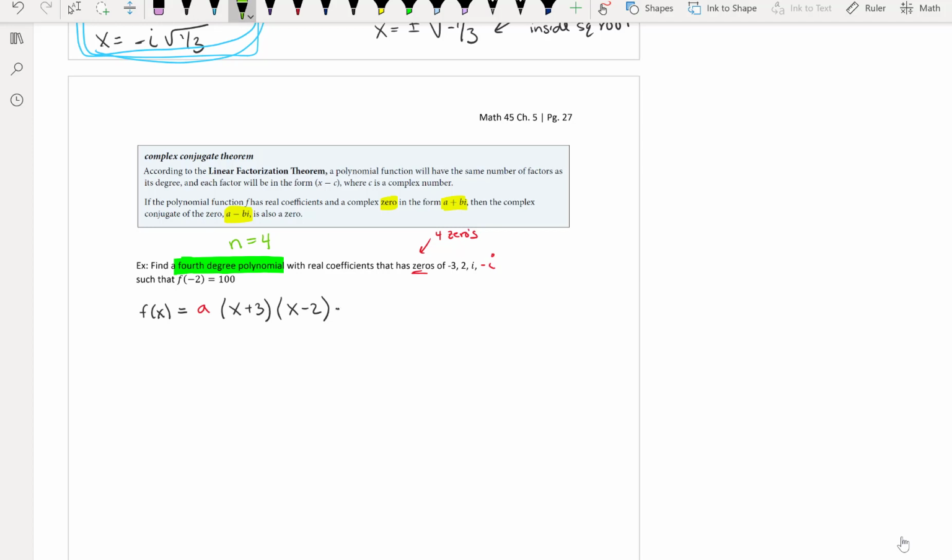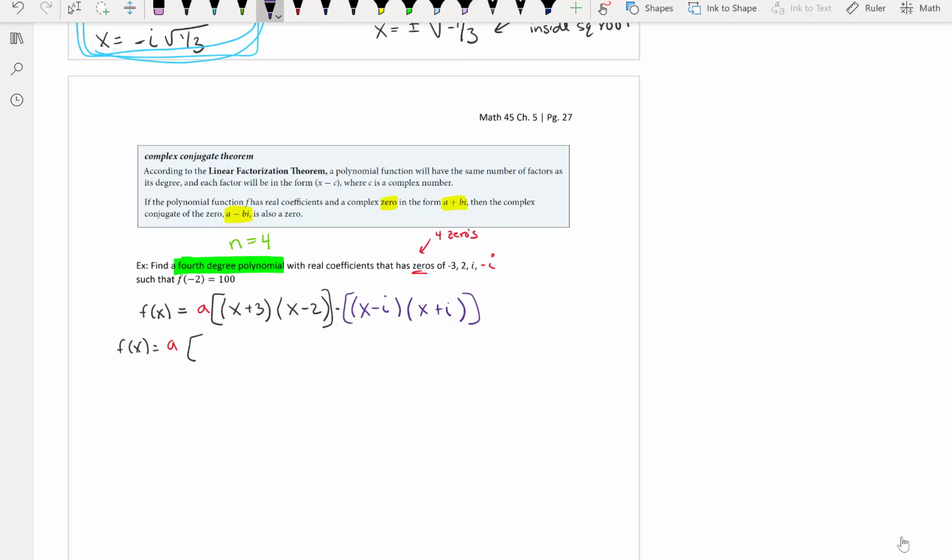So my complex zeros, I have x, and since it's a positive i, then it's minus i, and since it's a negative i, it's the opposite sign, so plus i. Okay, and the reason I wanted that space there is so that way I can multiply my real numbers, and I can multiply my conjugate numbers as well. So I'm going to rewrite this, and it's going to get a little messy before I clean it up, and that's okay.